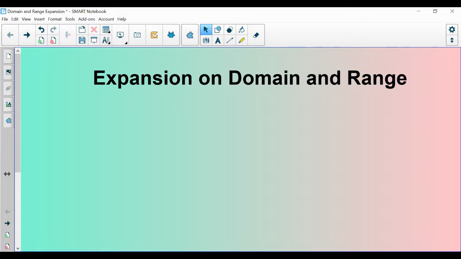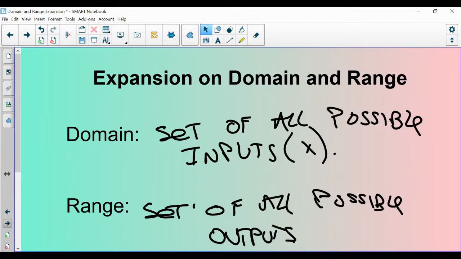Past teachers, it could have been myself, could have been other teachers, have probably asked you what domain and range mean, and you guys should have come up with essentially this answer: the domain is the set of all possible inputs, or the x values. That's probably what you guys are familiar with in regards to domain. Similarly, you guys know that the range is the set of all possible outputs, or the y values.